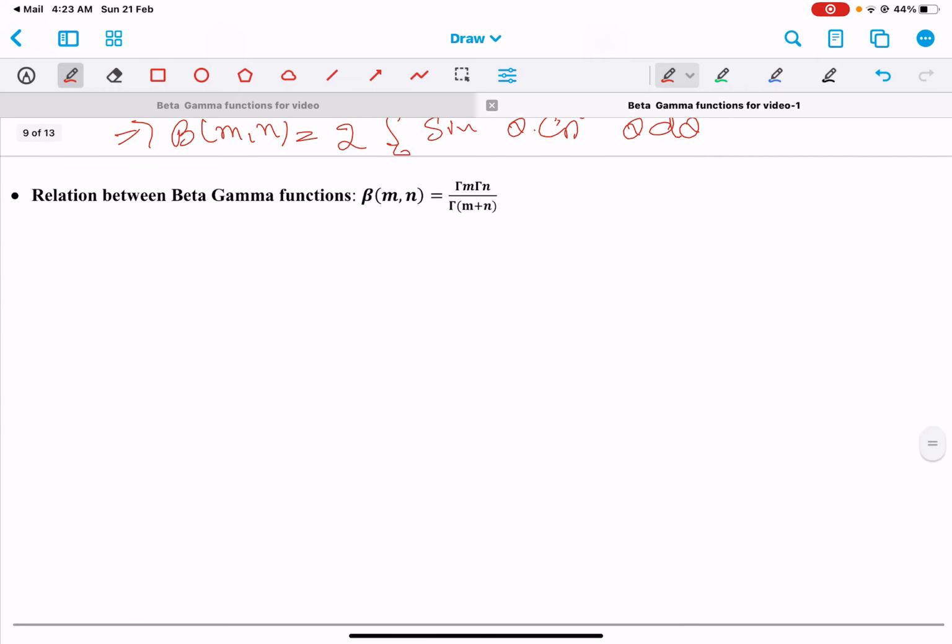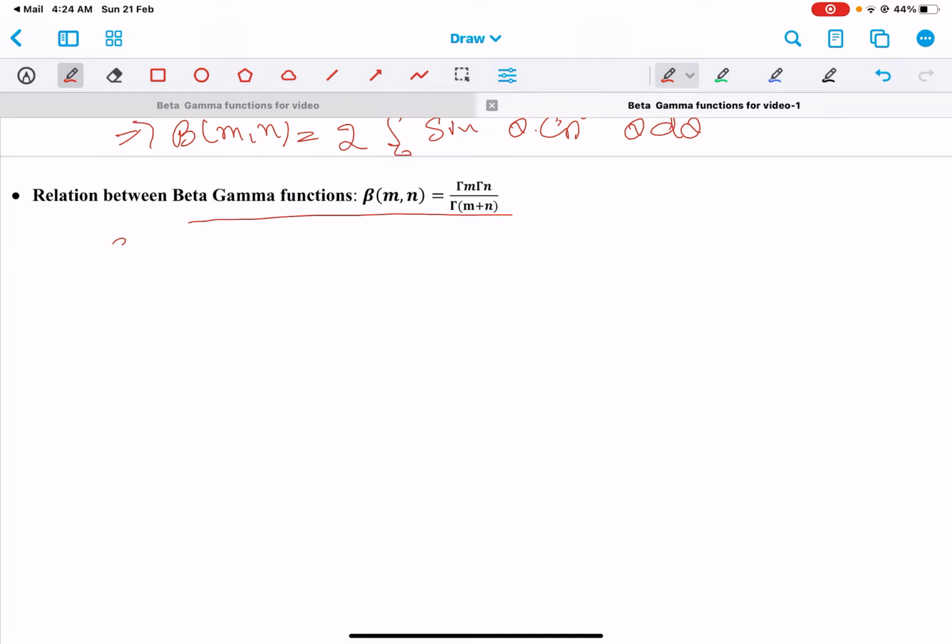Now a very important result which gives you the relation between beta and gamma functions, and this is of utmost importance in your syllabus. To prove this result, I will recall a relation from the gamma function which I told you: integral 0 to infinity e to the power minus kx into x to the power m minus 1 dx is given by gamma m upon k to the power m. I proved this result while doing the gamma function.